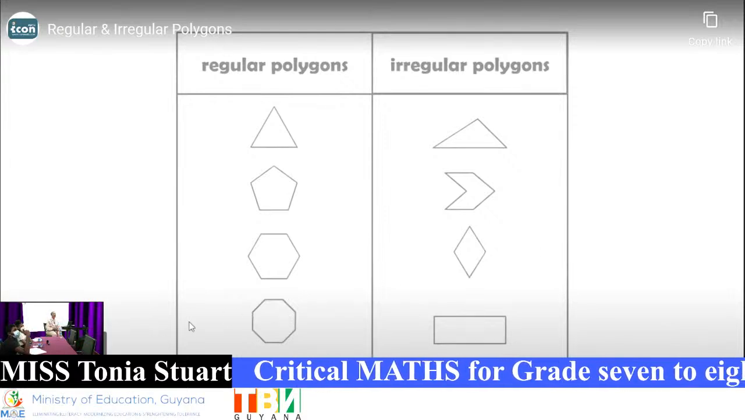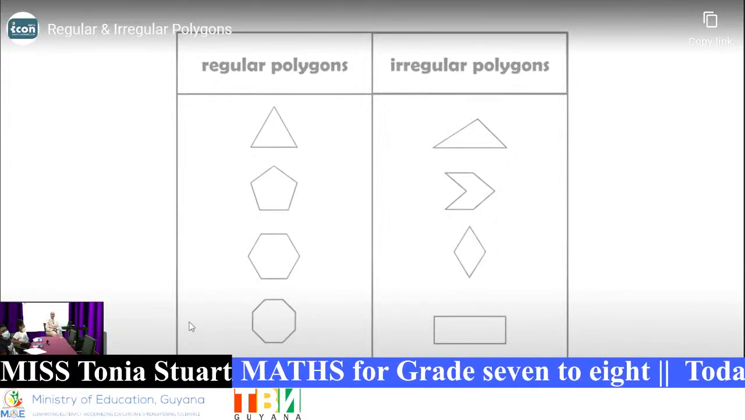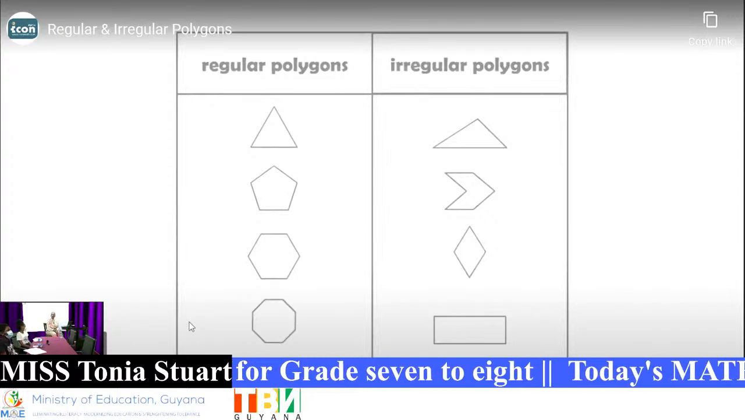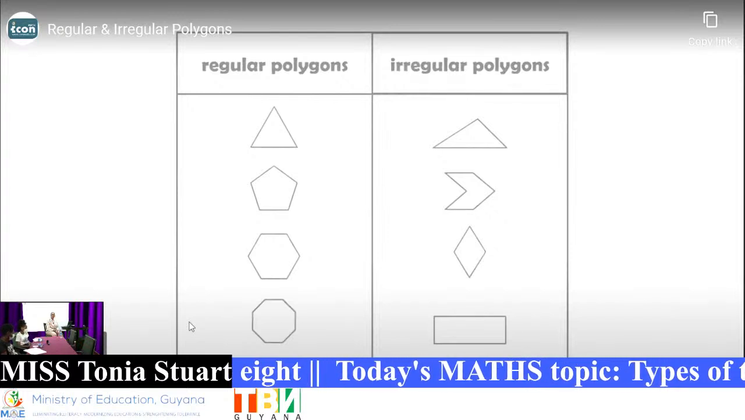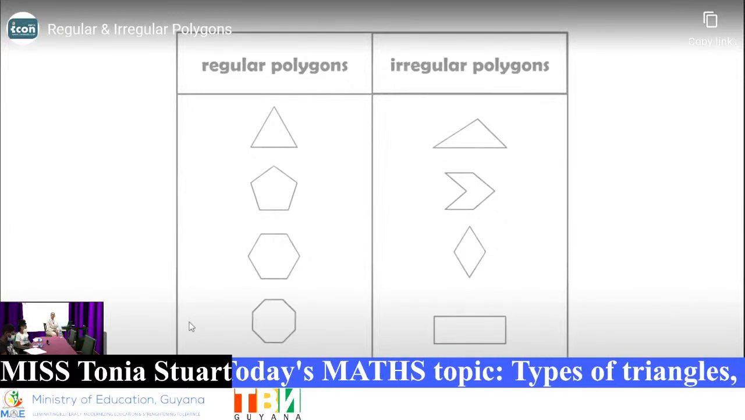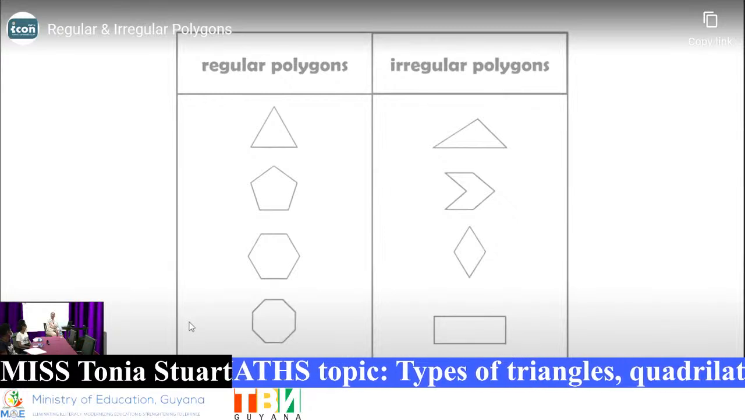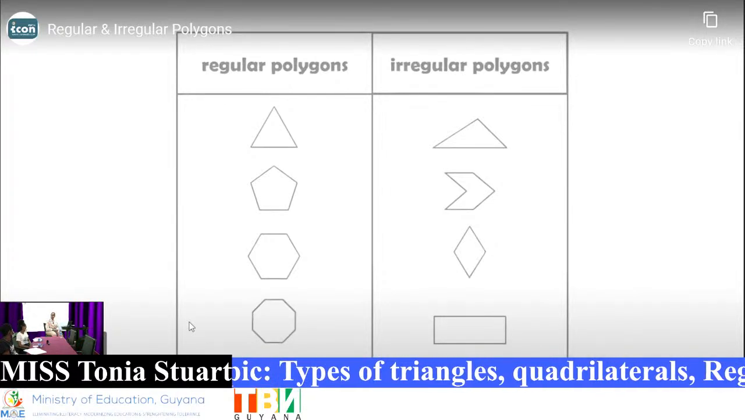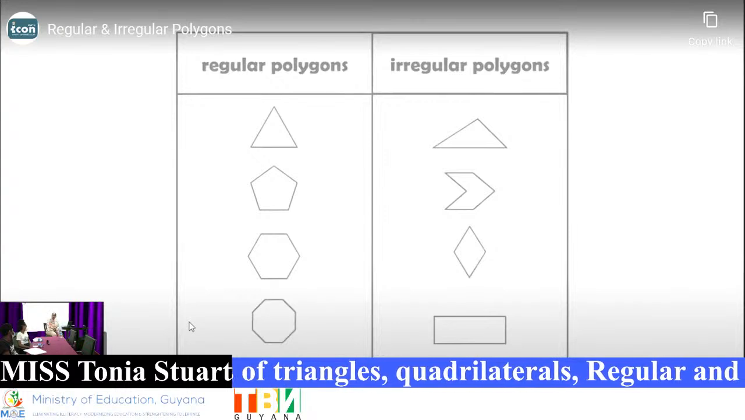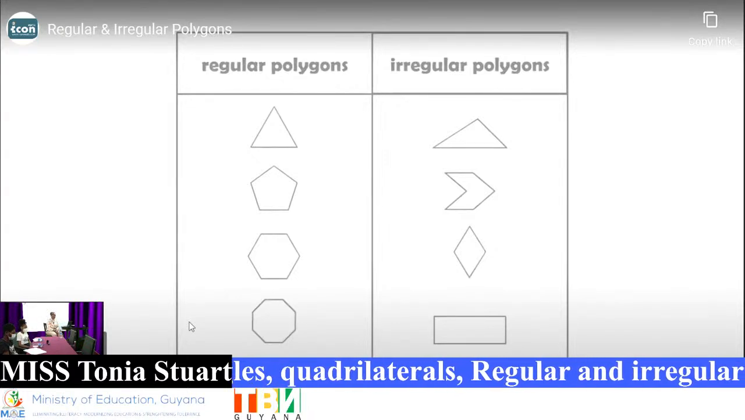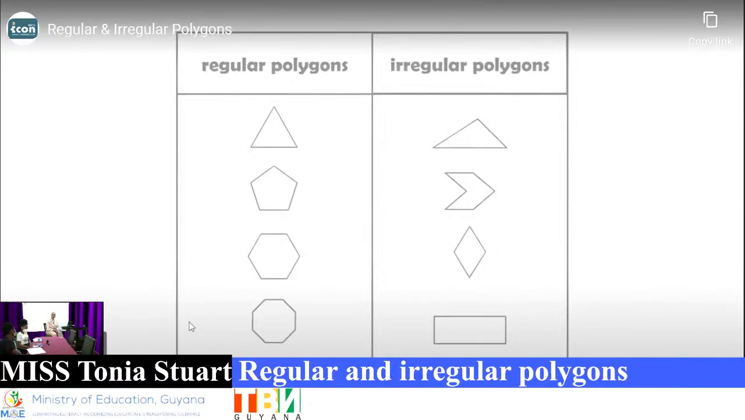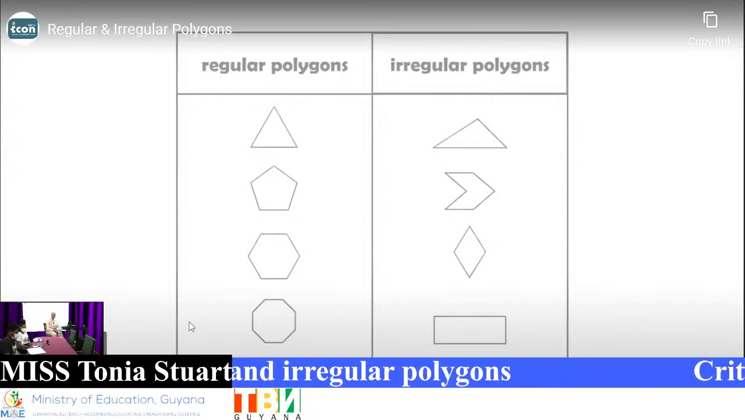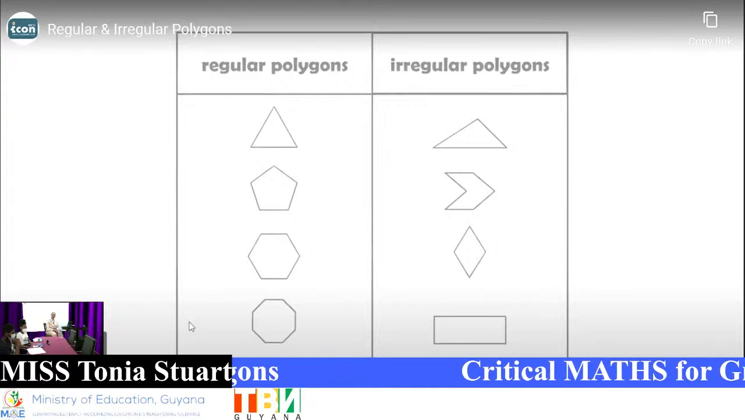So, there we go. We have the regular polygons and the irregular polygons. What could you say about the regular polygons? A regular polygon is a polygon with equal sides and equal angles. Equal sides and equal angles, and that is important, right? And the irregular polygon, Shamar? The sides are not equal, so if it doesn't have equal sides or equal angles.